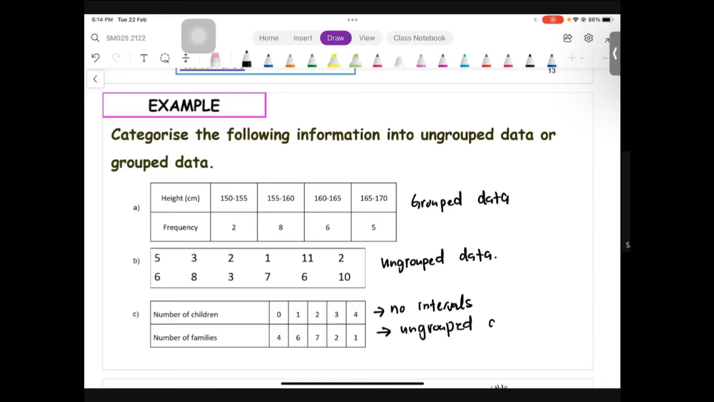Alright. Sebab dia ada satu mazhab, tak tahu siapa yang mulakan. Nampak je table, okay, confirm group. Tak ada table, ungroup. Salah lah. Okay. So if it's without class interval, then yes, it's ungroup. If we have a class interval, then it's group data. Itu cara nak bezakan. Bukannya tengok ada jadual, tak ada jadual. Jangan tertipu bahagian tu. Okay.